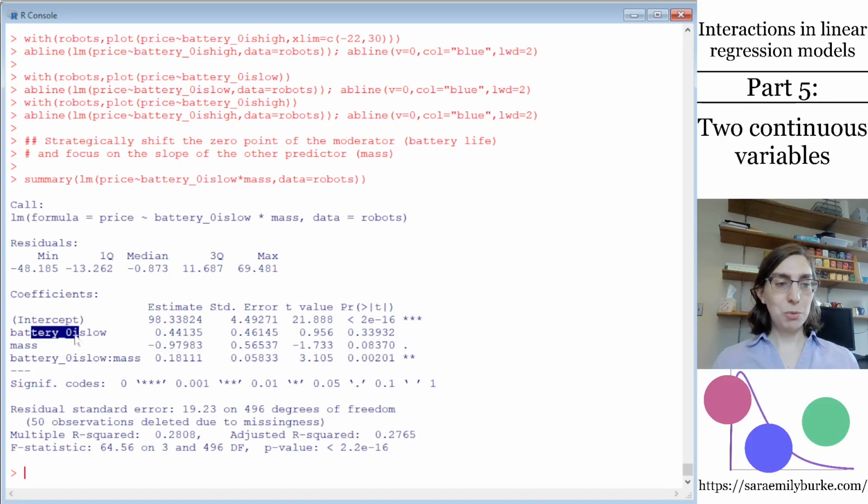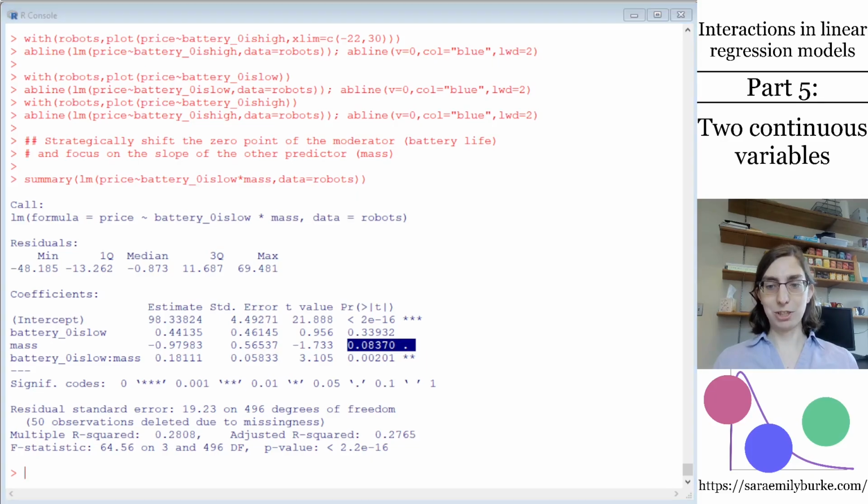Now, the 0 point of battery, the reference point, is 1 standard deviation below the mean of battery life, a typically low value of battery life that falls within our distribution of values of battery life. And this slope of mass is the estimated linear relationship between mass and price at that low value of battery life. For robots who are below average on battery life, specifically 1 standard deviation below average, the heavier they are, the less they cost by about 98 cents, and that relationship between mass and price is not quite statistically significant.